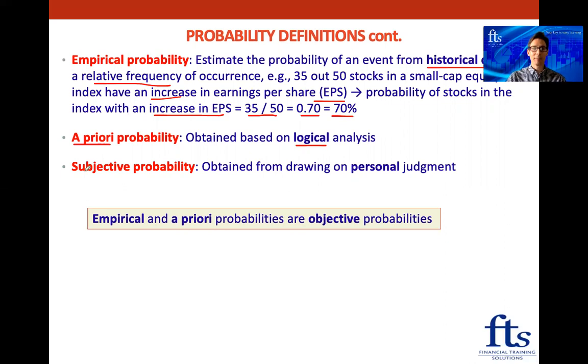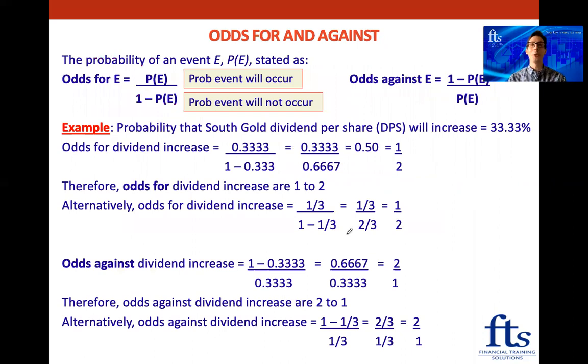And then subjective, this is, of course, obtained from drawing on our own personal judgment. So I can say, well, it's my opinion that there's an 80% probability that the EPS of company A will grow by more than 25%. That is my own personal view, so that is subjective. Now, I just made a little note here that these two, the empirical and the a priori, they are, of course, objective. Good. Now we're going on to odds for and against, and gamblers are very good at this.